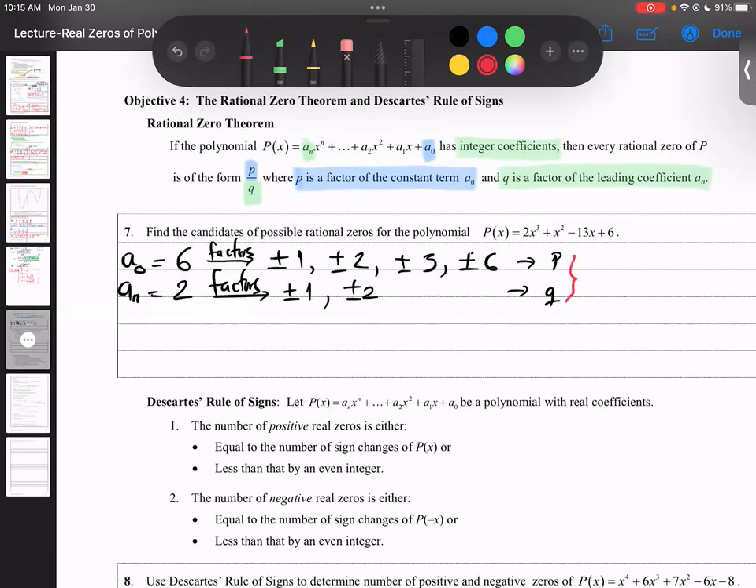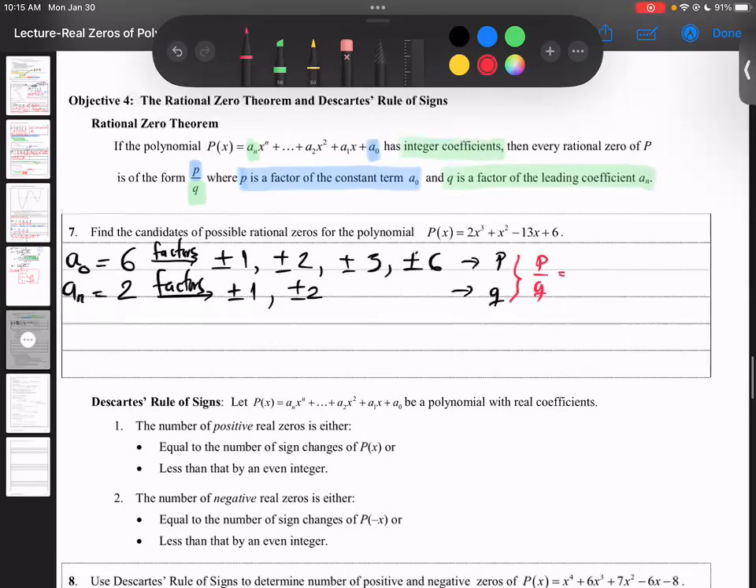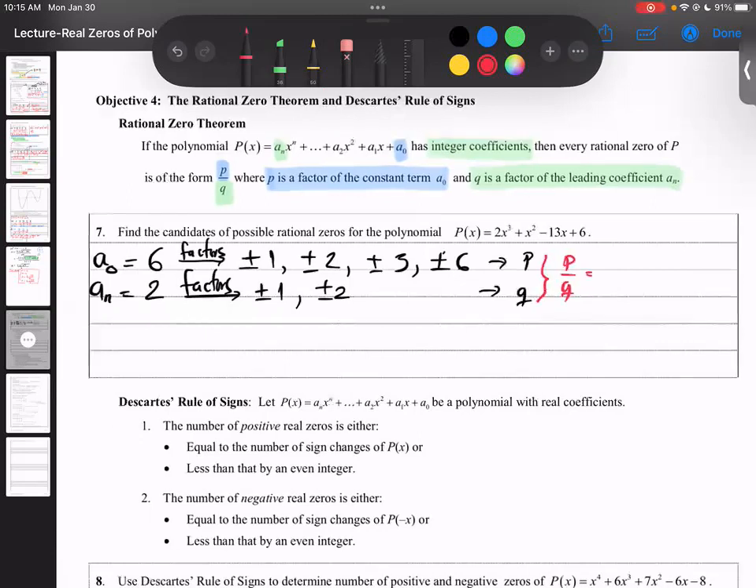Now, P divided by Q. Keep it in mind, you don't want to write redundant ones here. Let's do one pair at a time. So plus minus 1 divided by plus minus 1 equals plus minus 1. 1 divided by 1 is 1, but 1 divided by negative 1 is negative 1, so you're going to take care of that too. And plus minus 1 on the top divided by plus minus 2 will be plus minus 1/2. Always add the plus minus, okay?